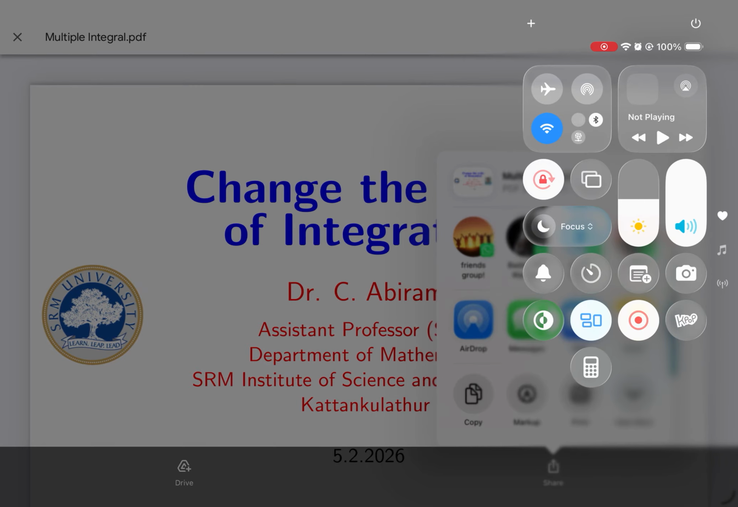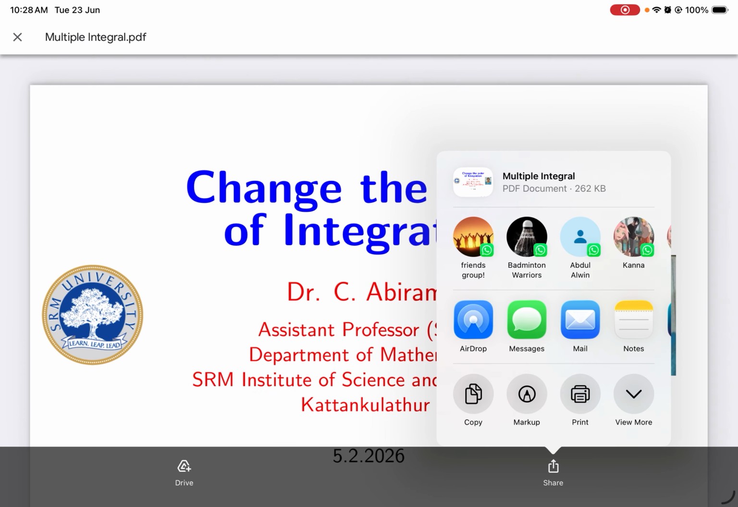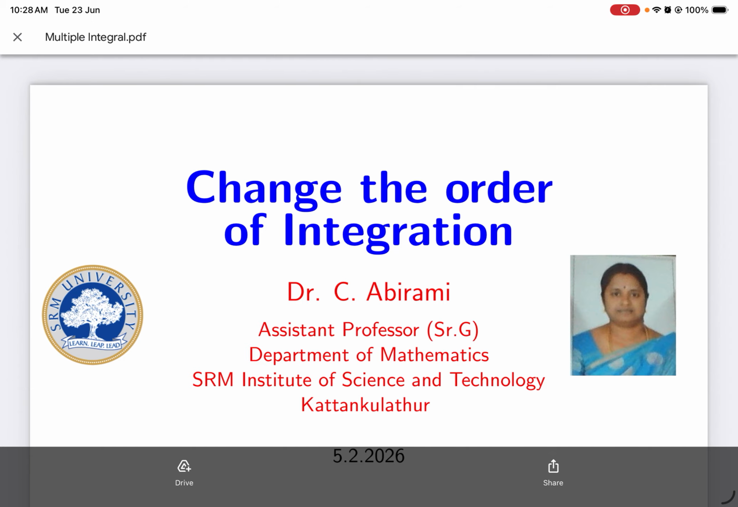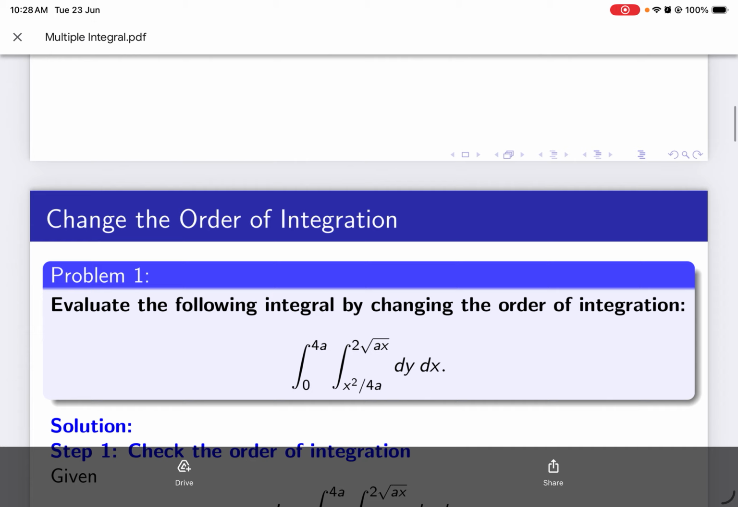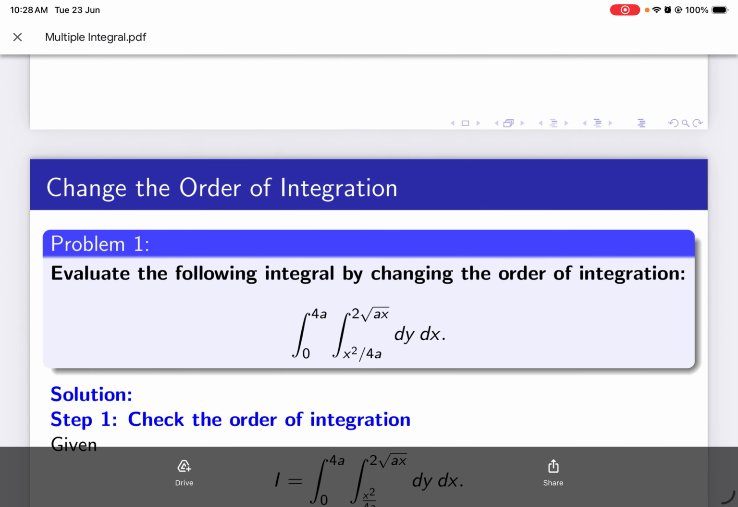Hi everyone. Today we talk about changing the order of integration. So I want to discuss one problem related to changing the order of integration. Evaluate the following integral by changing the order of integration.